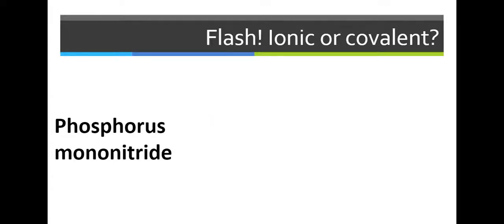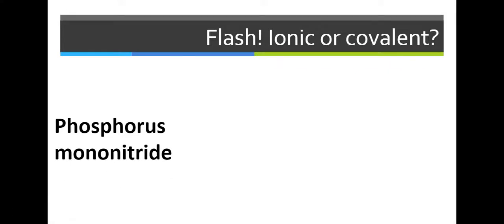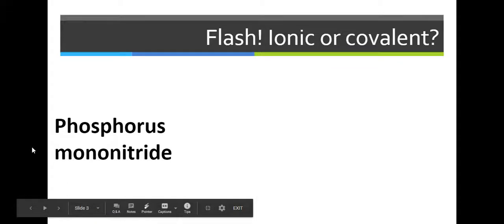Phosphorus mononitride. This one might be a little tricky because I don't think you guys have ever seen anything like this last guy down here. Give it your best guess. So if you said covalent, you were right. Phosphorus here is a gas, and if you picked up on this nitri part, that's nitrogen. And nitrogen we know to also be a gas, which means this is covalent.